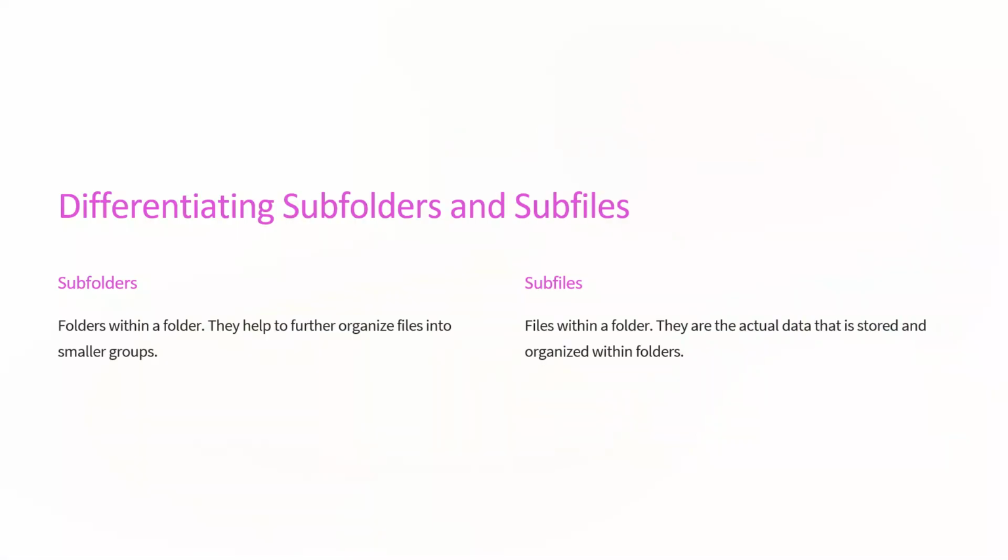So we go to differentiating subfolders and subfiles. Subfolders are within a folder. I told you a folder can contain other folders. It is like making one big locker and putting small lockers in it. That is what we call a folder within a folder. The big one is a folder, and the small folder within that big one is called a subfolder. They help to further organize files into smaller groups.